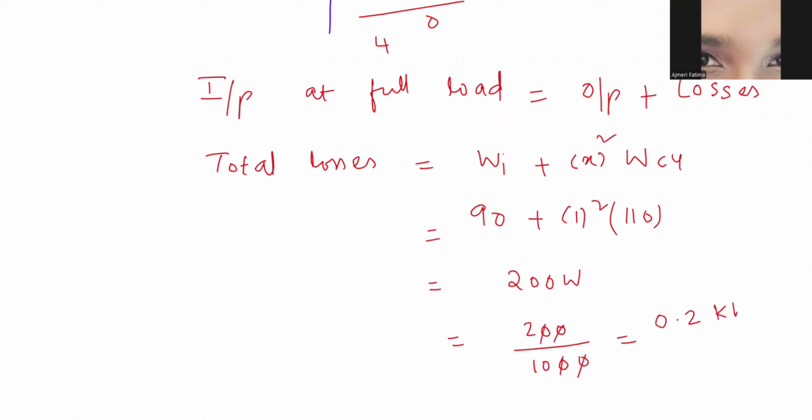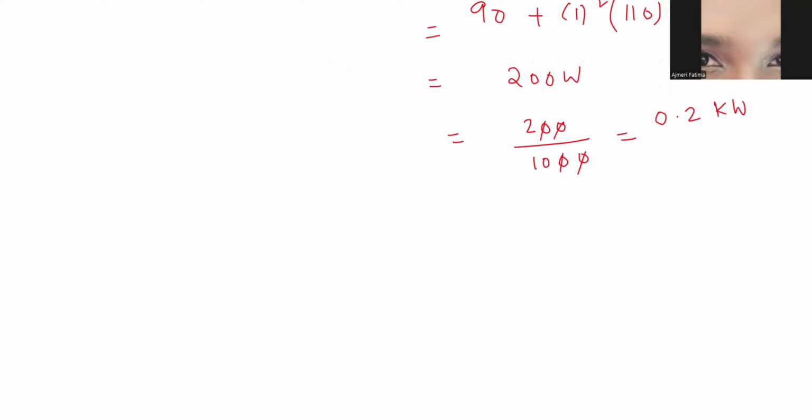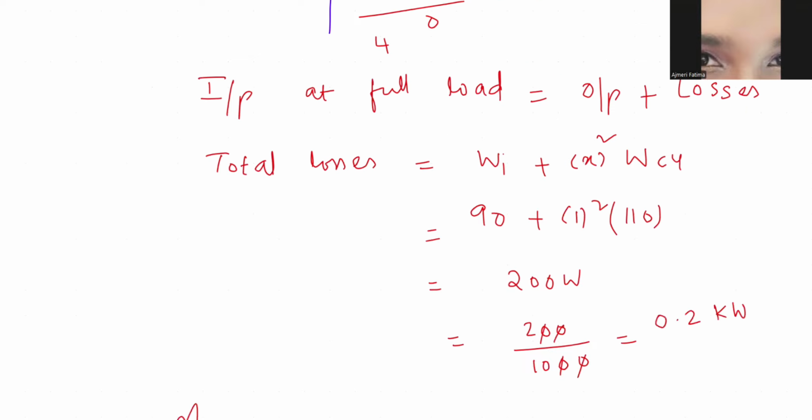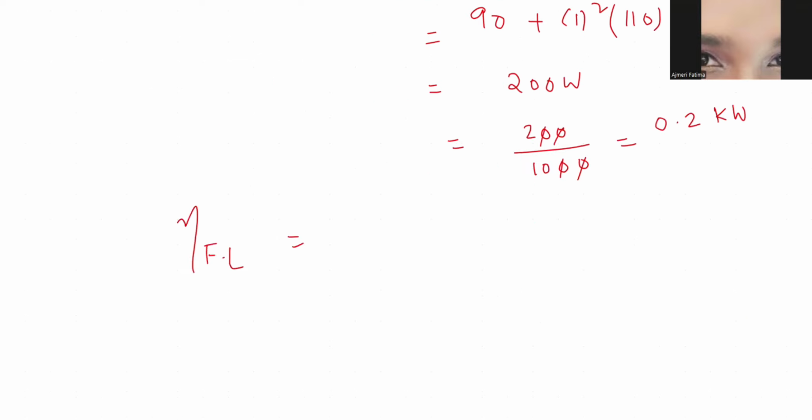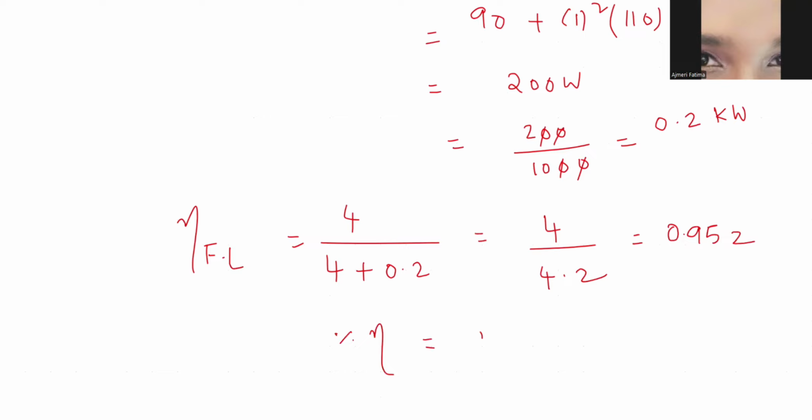Now I got everything. Efficiency at full load is equal to output by input. The output is 4. The input is output plus losses, so 4 plus 0.2, that is 4 by 4.2. 4 by 4.2 is 0.952. If I want percentage efficiency, it would be 95.2%. So thank you. Similarly, you can solve for half load, 25% load, and 75% load.